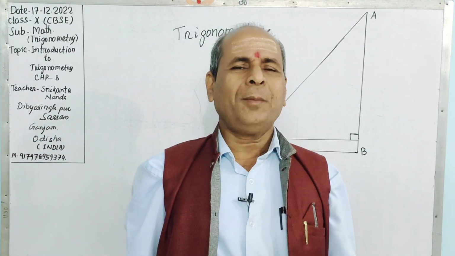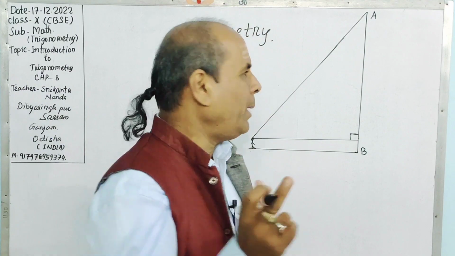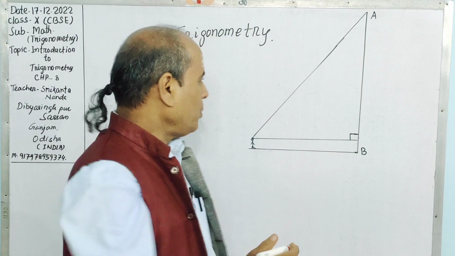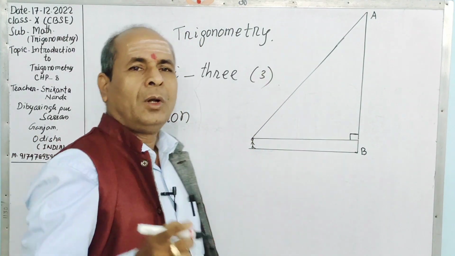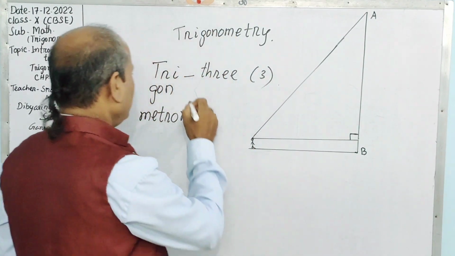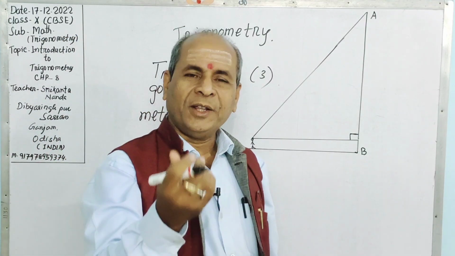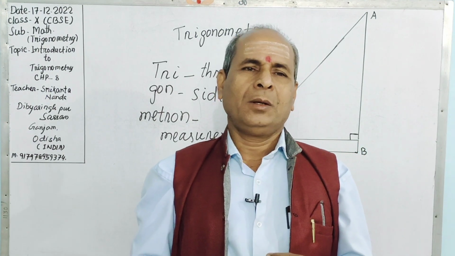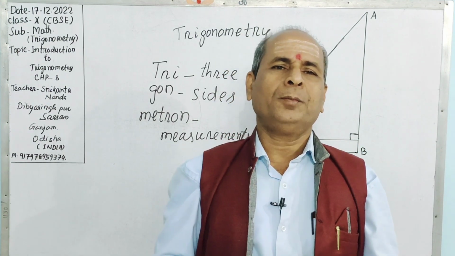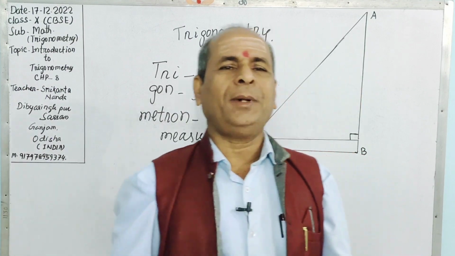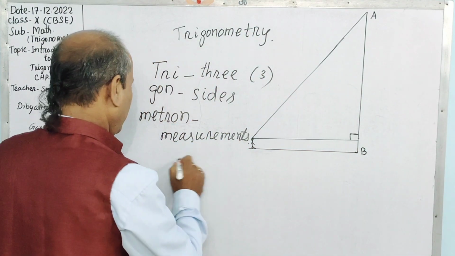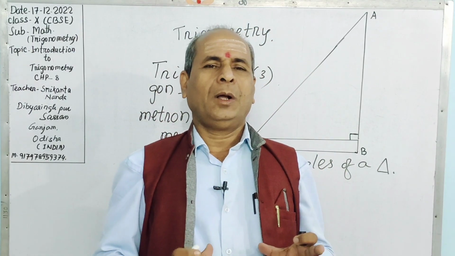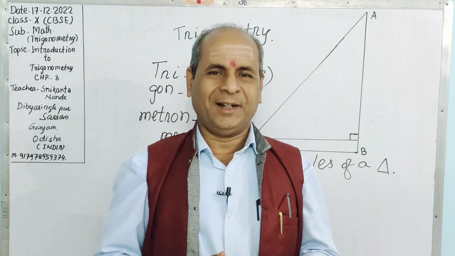It is derived from Greek words. Tri means three, gon means sides, and meter means measurements. So trigonometry is a branch of mathematics. It is the study of the relationship between the sides and angles of a triangle.